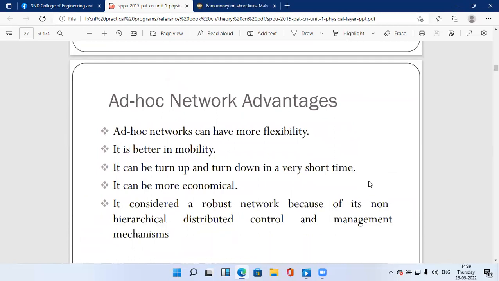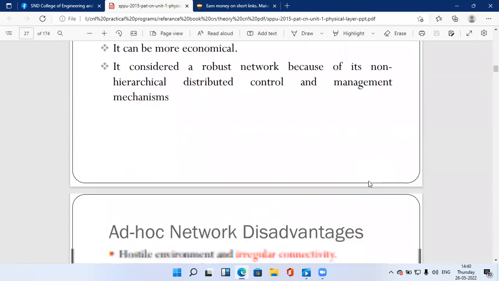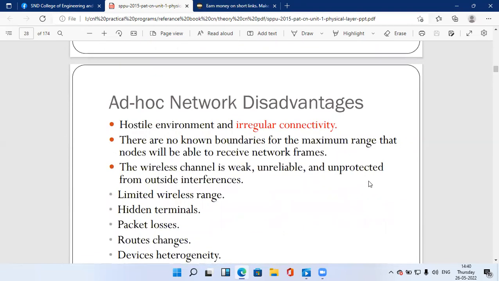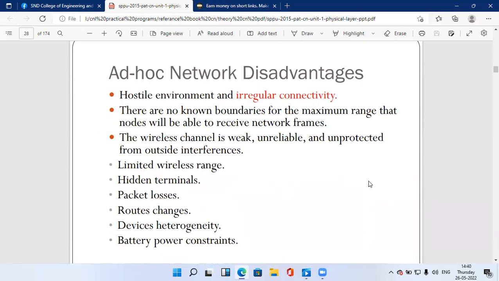An ad hoc network can have more flexibility. It is better in mobility. Third, it can be turned up and turned down in a very short time. Fourth, it can be more economical. And fifth, it is considered a robust network because of its non-hierarchical distributed control and management mechanism. After that, the disadvantages of your ad hoc network: hostile environment and irregular connectivity.